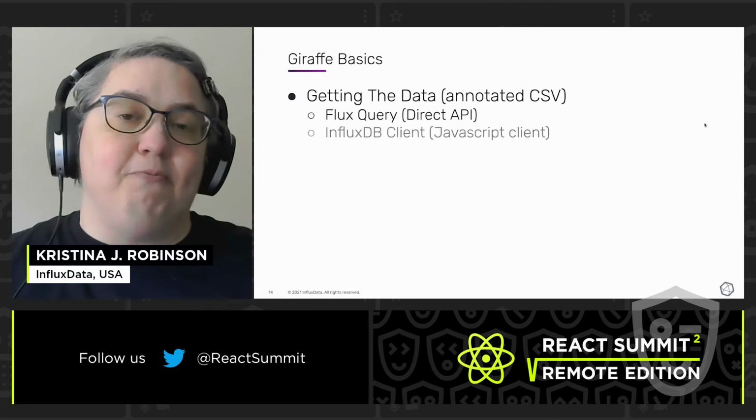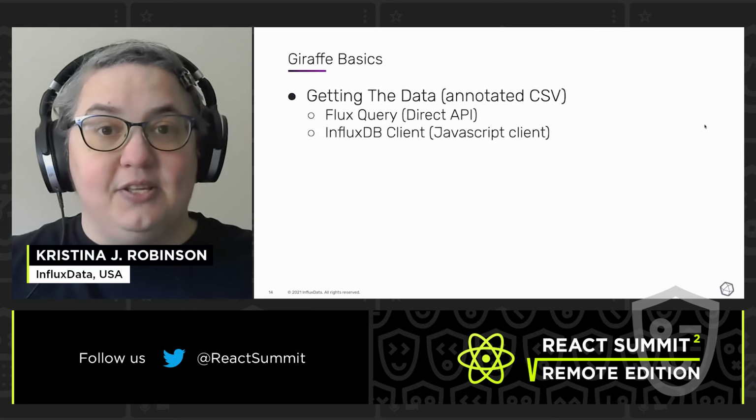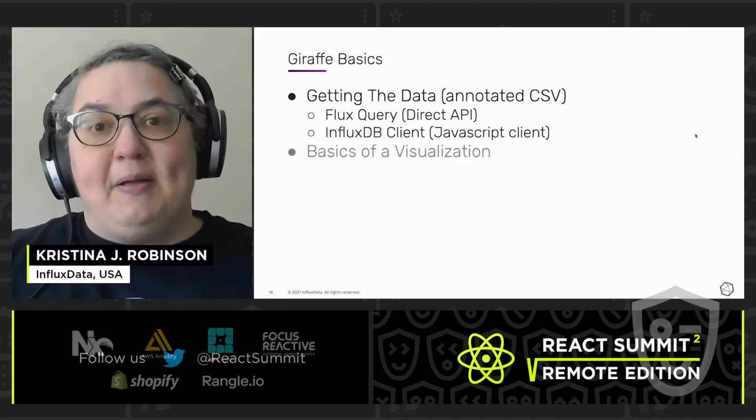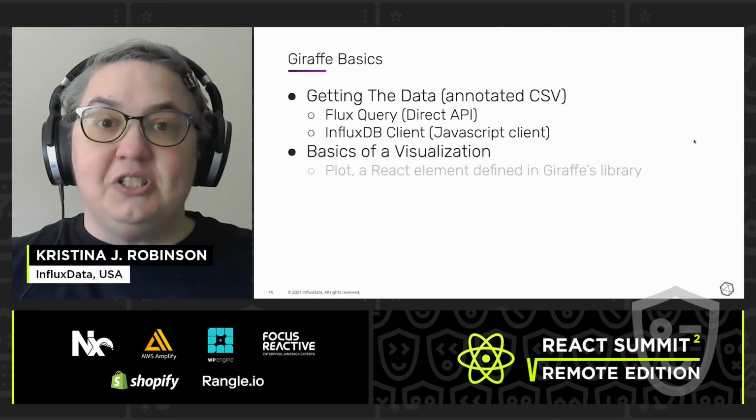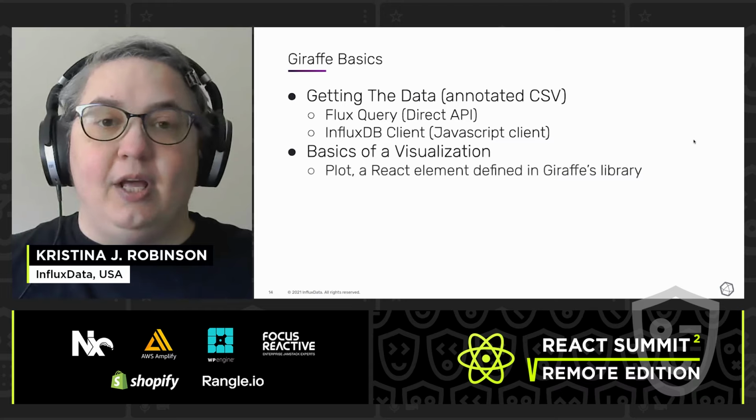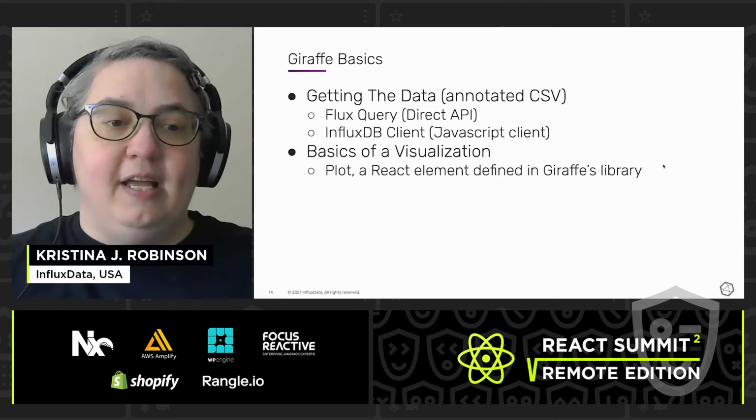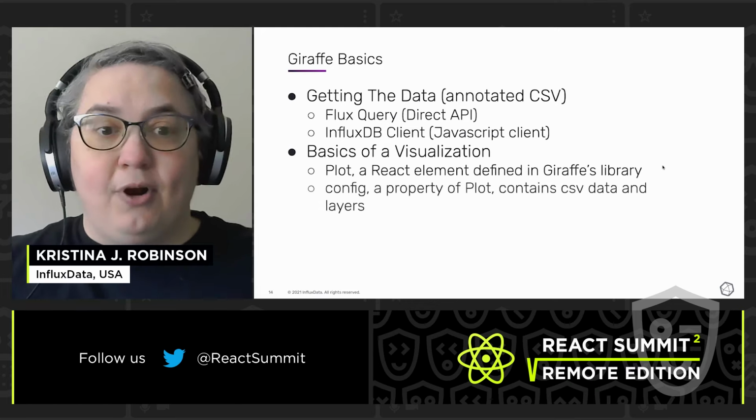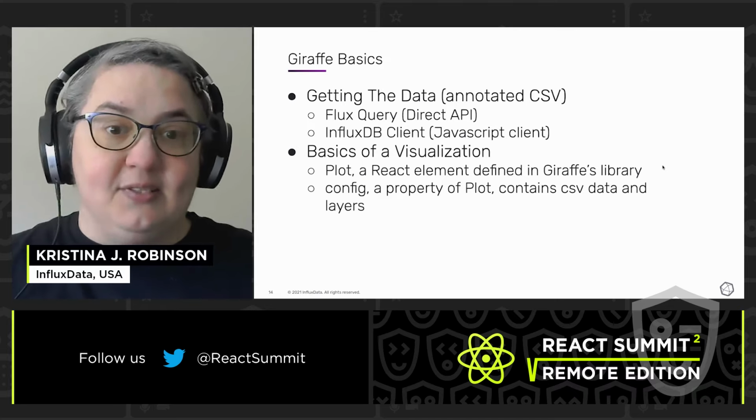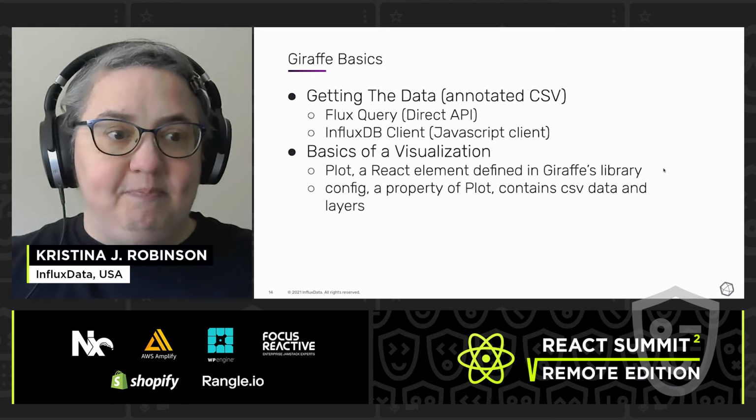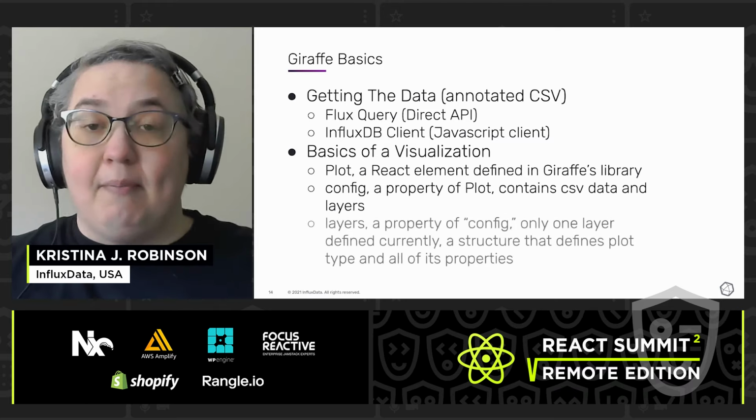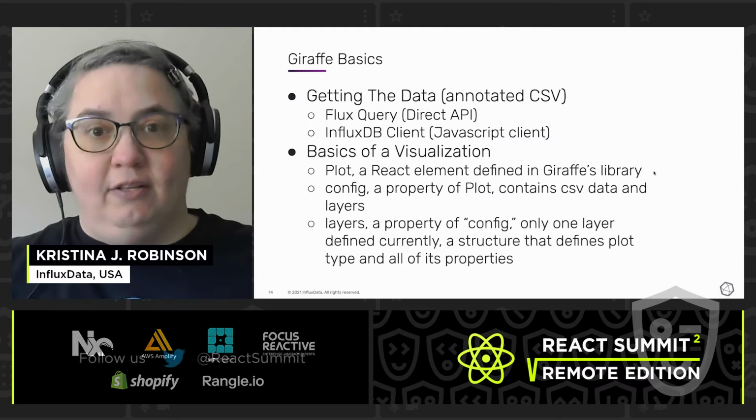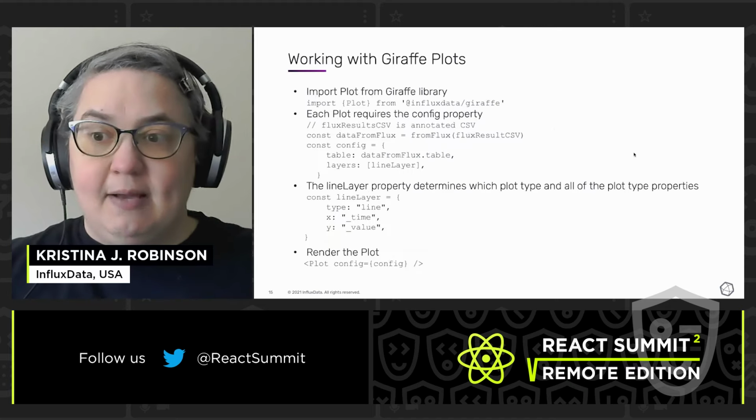Or if you don't want to mess with REST APIs, we actually have a JavaScript client that's specifically written, and it takes care of a lot of the shortcuts for you. Then we talk about the basics of the visualization. First of all, there's the base entity, which is called the plot. This is what you'll import into your React code. Next, we have a prop for plot, and that prop contains the CSV data itself that you're going to pass in, as well as a layers object. The layers object, which is basically a property of config, allows you to specify which plot type it is and all of its properties.